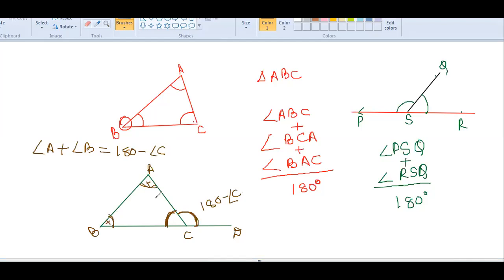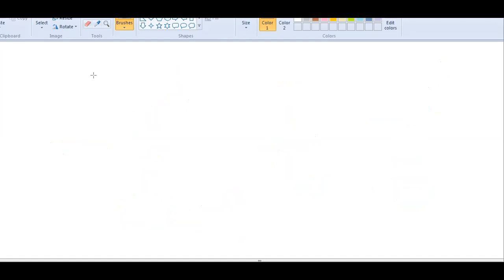So this is a theorem actually. In the exam they will ask you to prove that this angle is the sum of these two angles. So how will you prove it? Let's prove it. First of all, we'll draw a triangle. This is your A, this is B, this is C, and this is D.